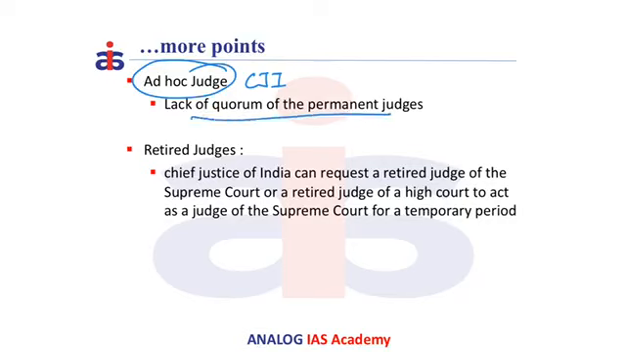The next is the concept of retired judges, where the Chief Justice of India can request a retired judge of the Supreme Court or a retired judge of a High Court who is eligible to become a judge of the Supreme Court to act as a judge of the Supreme Court for a temporary period to clear the vacancies or to maintain the quorum in the Supreme Court.